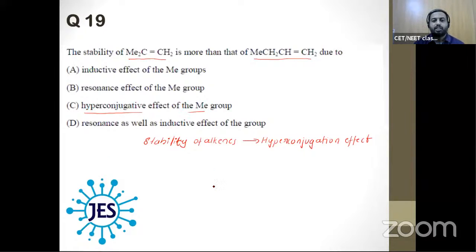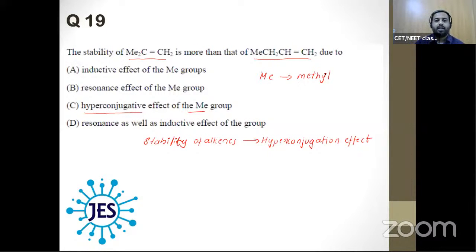Look at this. Let me write the structure. Me, you must know, stands for methyl. Similarly, some symbols are used: Et for ethyl, Ph for phenyl, Bu for butyl. So you must be aware of some of these.